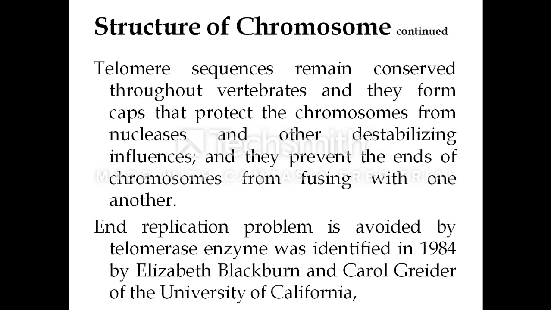This is avoided by the telomerase enzyme, which was identified in 1984 by Elizabeth Blackburn and Carol Greider of the University of California. These two scientists identified the telomerase enzyme, which plays an important role in avoiding the end replication problem. During copying of the DNA sequences, part of the chromosome or the DNA sequence will be lost. That is called the end replication problem. That will be prevented by the activity of the telomerase enzyme.